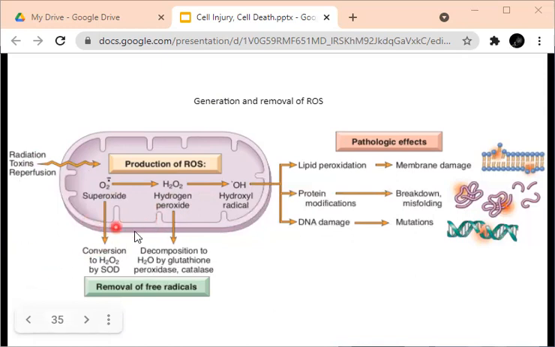We also have enzyme systems: catalase, superoxide dismutase, and glutathione peroxidase, alright? These convert the oxygen free radicals into less harmful substances, or they decompose into water. For example, by glutathione peroxidase. So in your notes are the mechanisms of preventing the accumulation of free radicals. We have antioxidants, and the enzyme systems: catalase, superoxide dismutase, glutathione peroxidase.